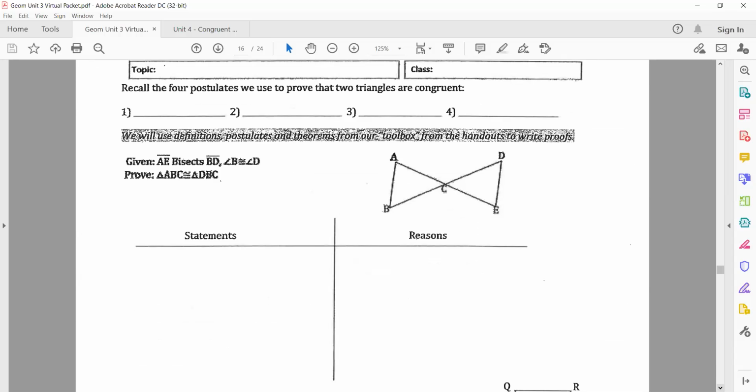So here's the first proof. It says we will use definitions, postulates, and theorems from our toolbox from the handouts to write the proofs. Wow, got a drawing. Looks like a bow tie, triangle ABC, triangle CDE or DEC. Tells me AE is bisecting BD, angle B is congruent to angle D. Now we got to prove that those two triangles are congruent.